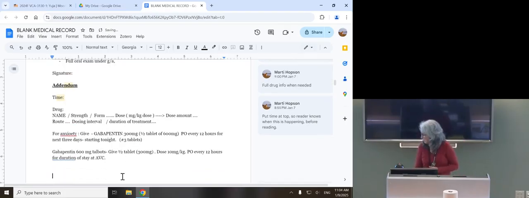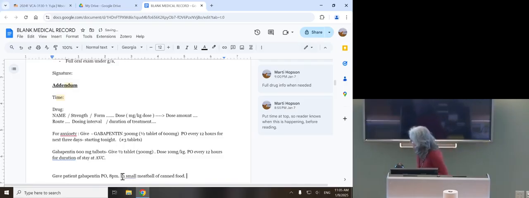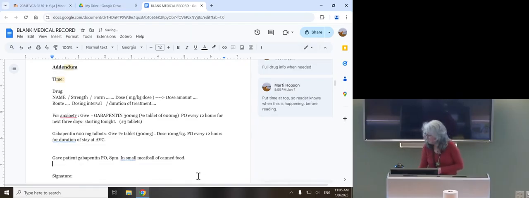But if I was in my addendum and I said, gave patient gabapentin, I would say that. Gave patient gabapentin, PO, 8 p.m. in small meat ball of canned food. Something like that, okay? So I don't have to use a capital there. Now, when you are getting your meloxicam, it is all Metacam, unless we have a change and we have some generic.